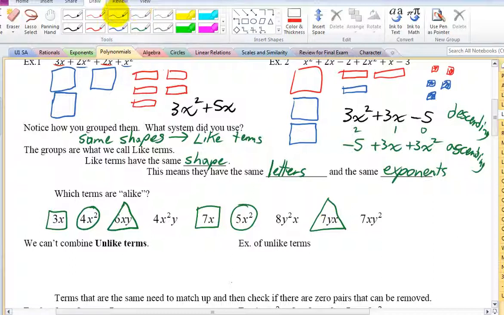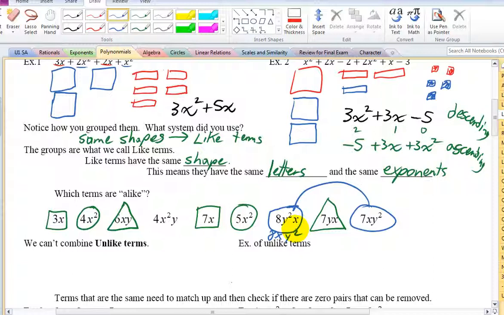Okay. Are there any other like terms? Yes. What? Good. These are also alike. Okay? Because they both have xy squared. So if someone screws up and doesn't write alphabetically, you have to be smart enough to know, hey, you know what? This person really should have written 8xy squared. Okay? That's a better way of writing it because it's alphabetical. That's not the end of the world.